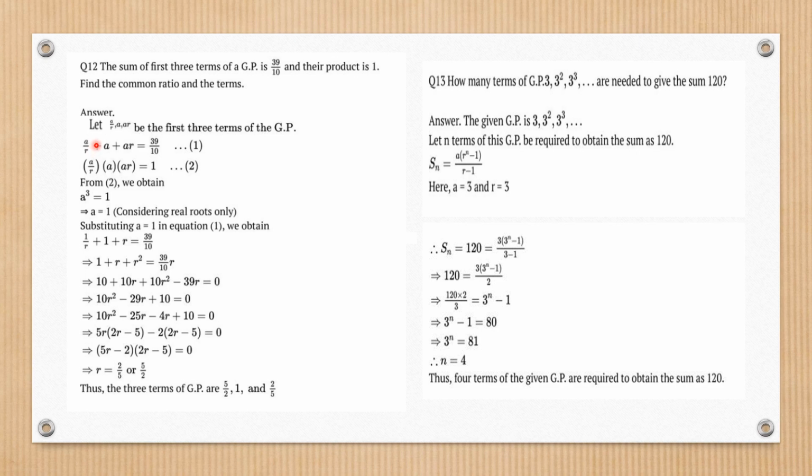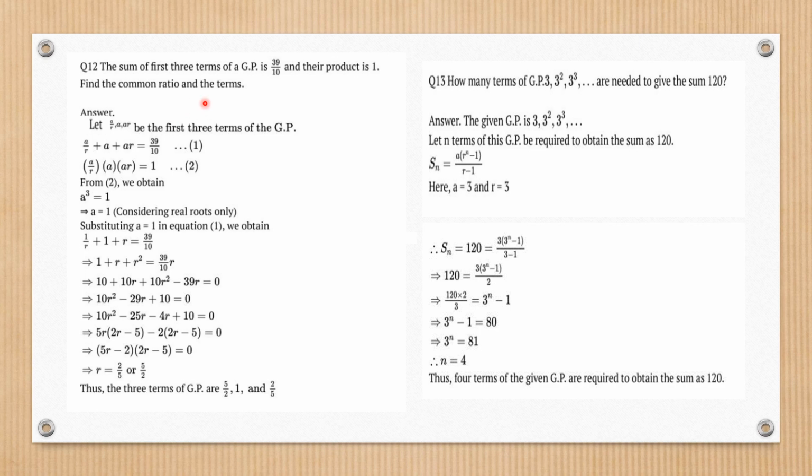So what is given here is that you have three terms. Now in general, how do you take the three terms? If a is the first term and R is the common ratio, we generally take the terms as a, aR and aR square. But here you have to be a bit smarter, because I have to take the sum, and if I take the sum like a plus aR plus aR square, it will give me another equation.